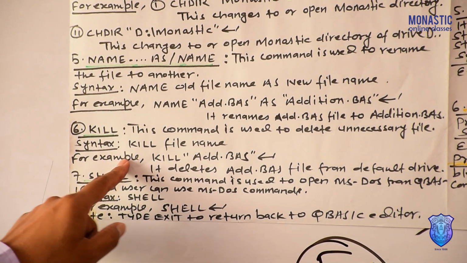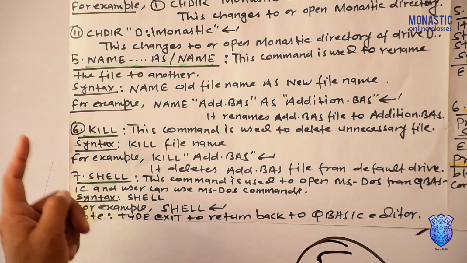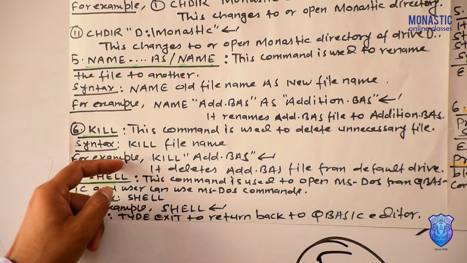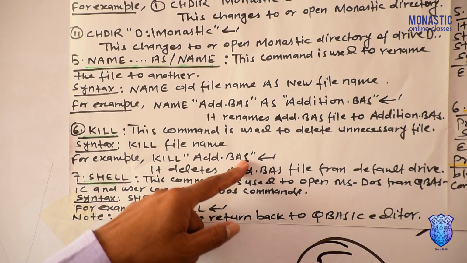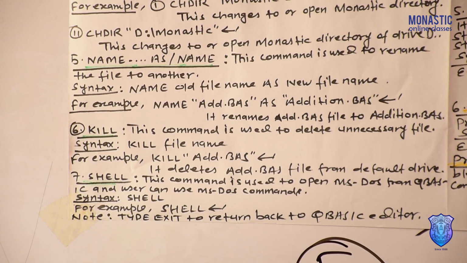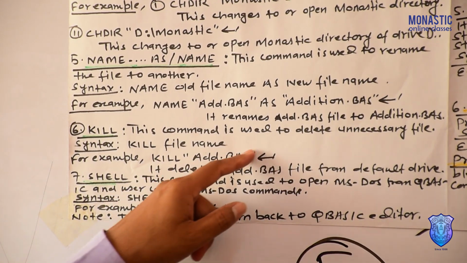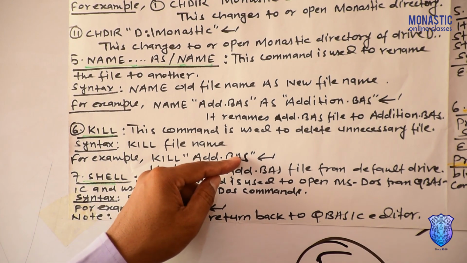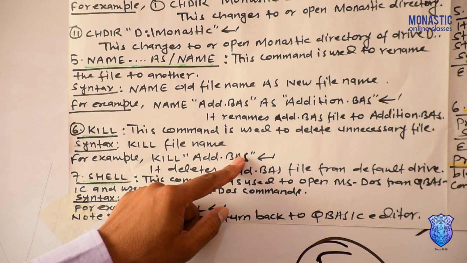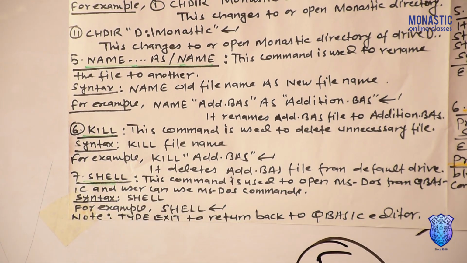Syntax is kill file name. For example, kill ad.bas, and when you press enter key, what do you get? You will get this file, this program, deleted from the default drive. That is, ad.bas is deleted from the default drive, the C drive.